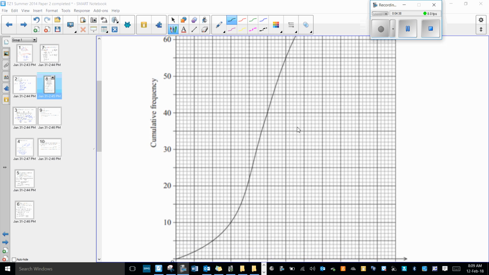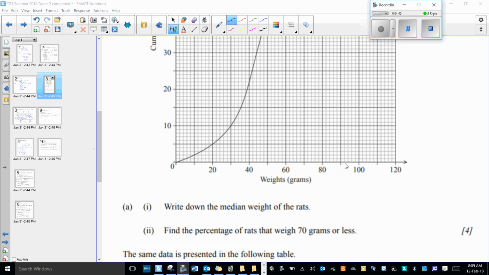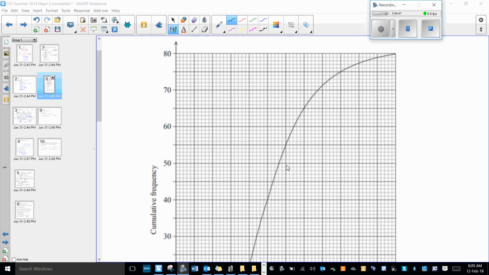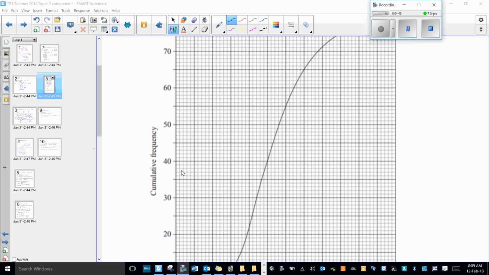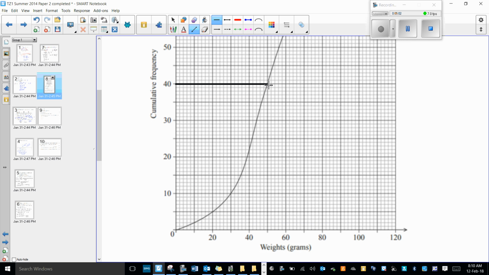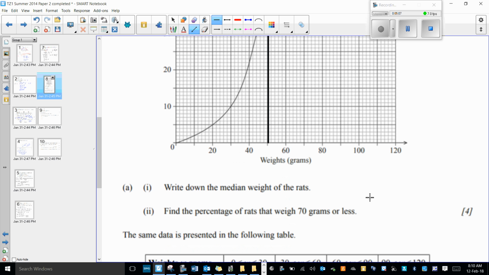Right, write down the median weight of rats. So we've got a cumulative frequency curve. Our frequency goes up to 80, so that means our median is going to be here at 40. So ideally we are drawing a straight line until we hit the graph, and then a straight line down, between 40 and 60, so that tells us it is 50.